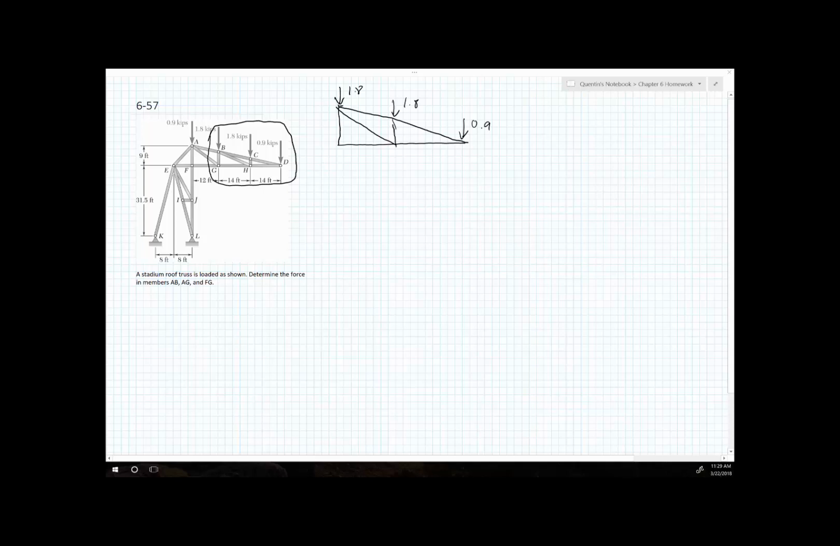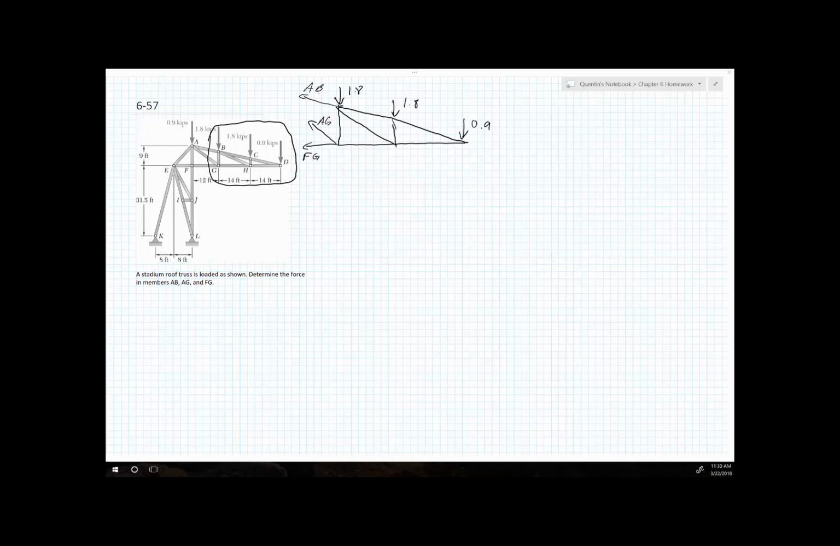Now what did I cut through? I cut through a force here of FG. I cut through a force here of AG. And I cut through a force here of AB. Okay, so that is my free body diagram. I got to trust that I did my free body diagram right and then stick with it, so don't add weird forces that aren't on there.